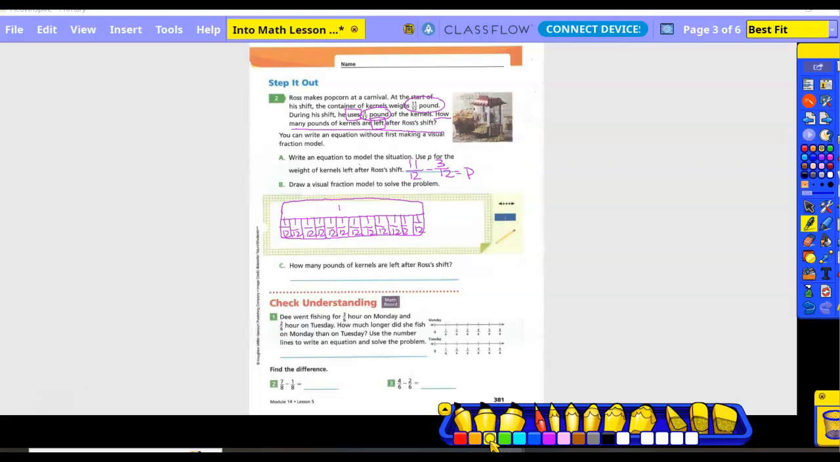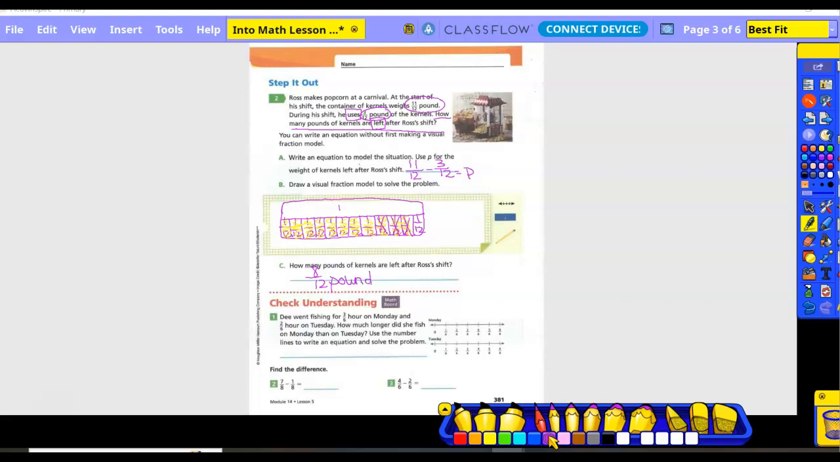What did I start with? 11. So lightly shaded 11. Okay, and then of those 11/12, how many do I get rid of? How many do I get rid of? 3. So I put X's on 3 of them. And then how many colored ones am I left with? 8. So 8/12 of a pound.